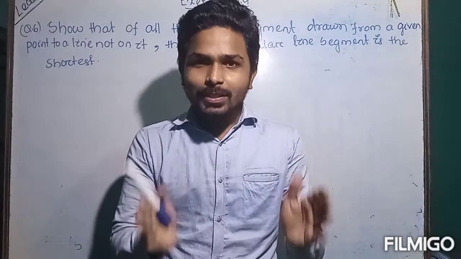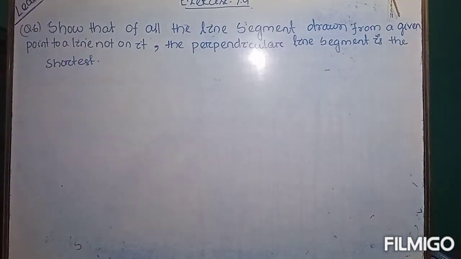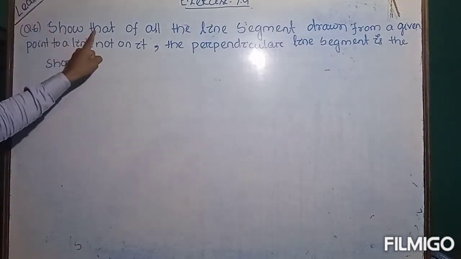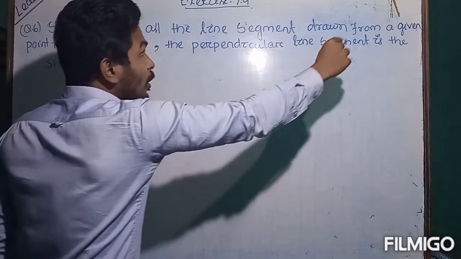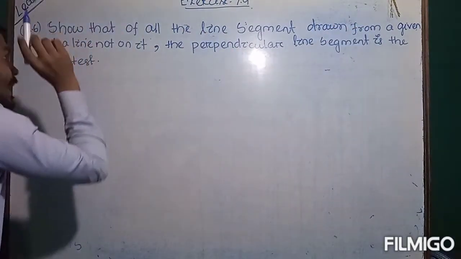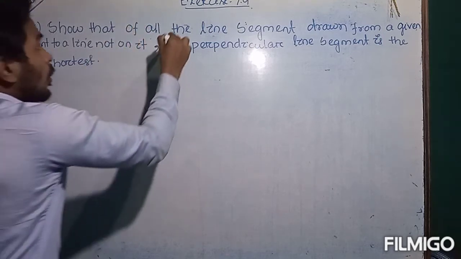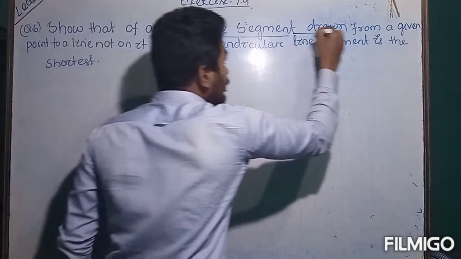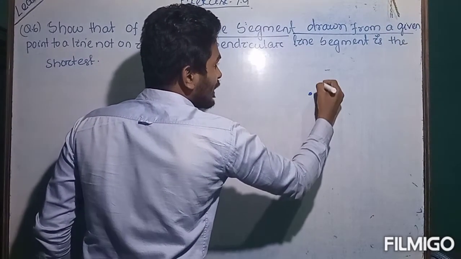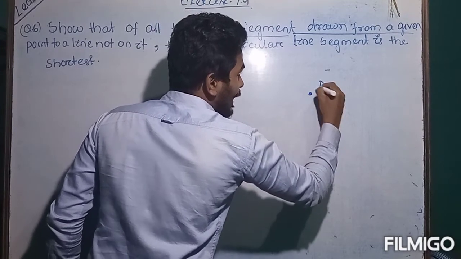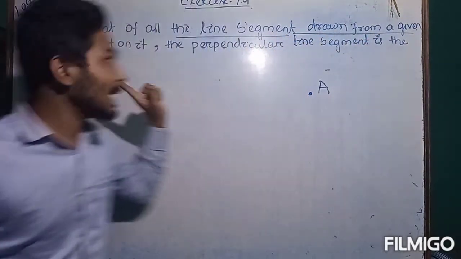So finally coming to the last question of this chapter, chapter number 7, that is question number 6. So let us understand the question. It is given that you have to prove that of all the line segments drawn from a given point to a line not on it. Understand the sentence here. All the line segments drawn from a given point. That means there is a given point. Let's say this is the given point, let's say this is your A. So you have to draw line segments from the given point A.